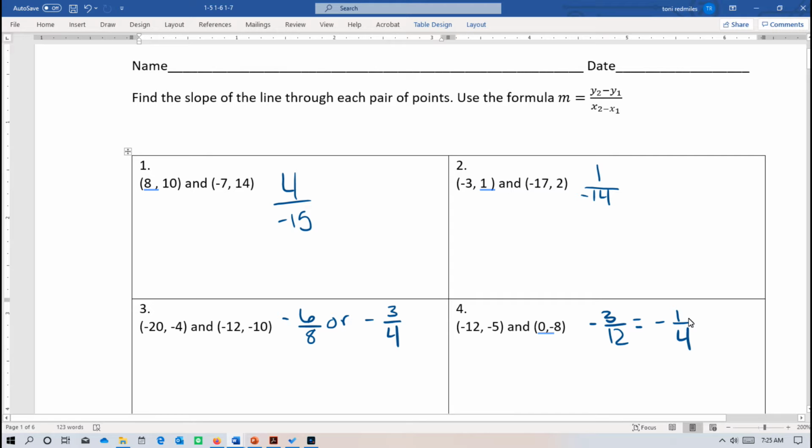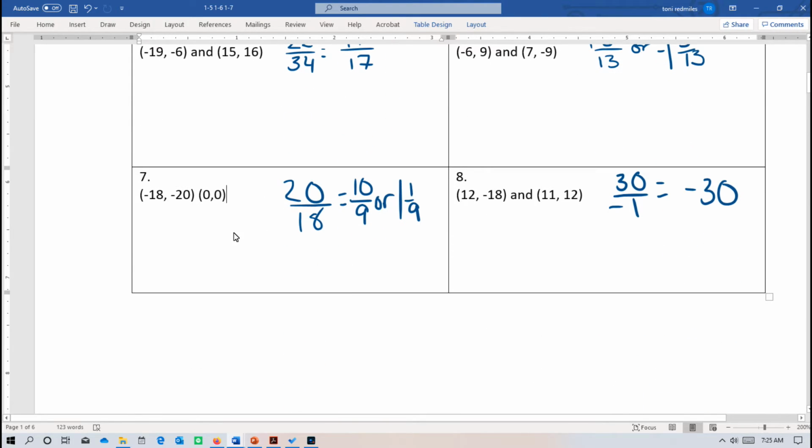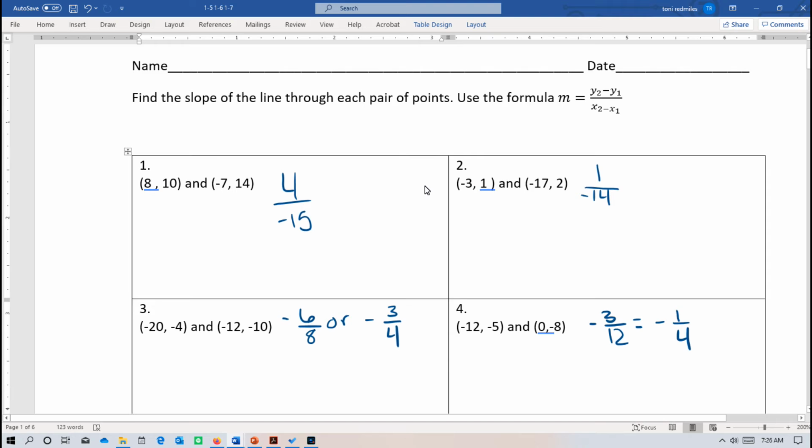Okay, one thing I want to point out is that on number 7, if you are in one of the first sections of this class after I wrote it, there is a typo, but it should have been fixed by now to 0, 0 as the second point. In the original, I forgot the second point. So there you go. All right.